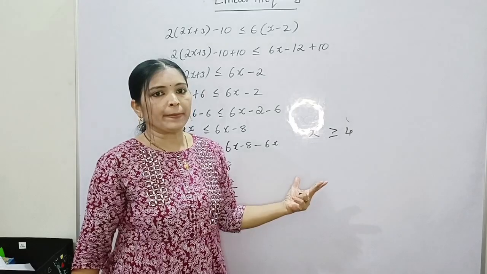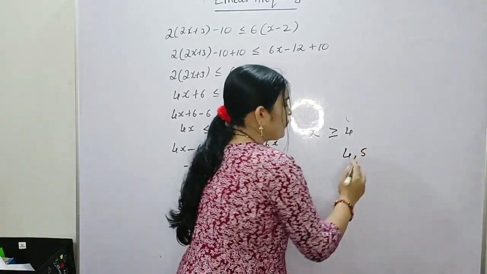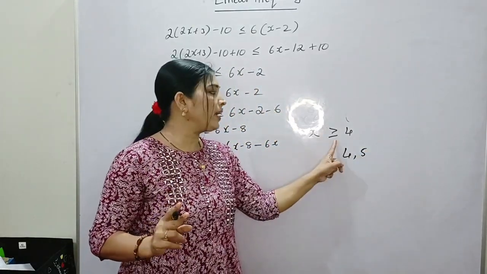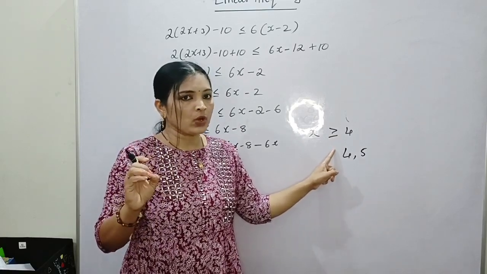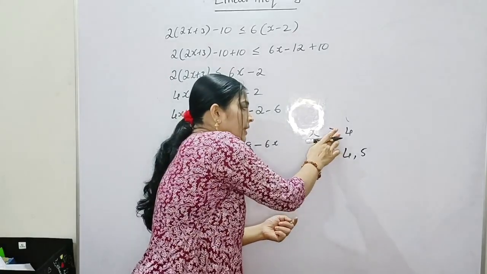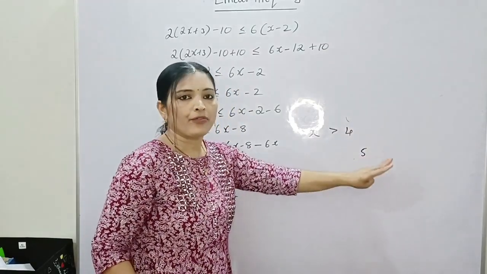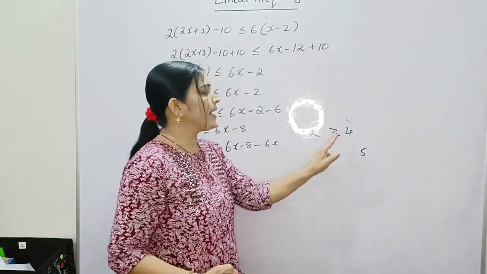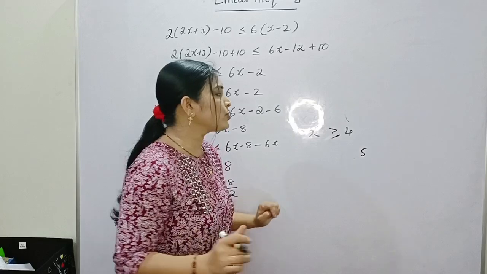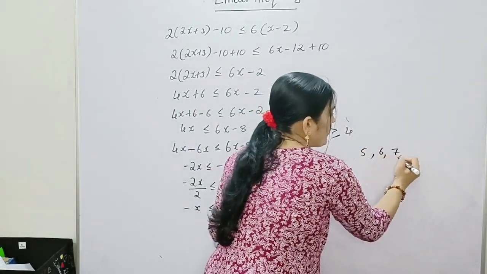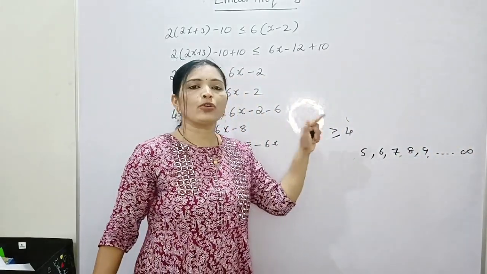So if x is a natural number, we can write x values are 4, 5, and 4 is included. Why? Because the inequality is greater than or equal to. So 4 is included. If it is only greater than, 4 will not be included, starting from 5. Now here we have got x greater than or equal to 4, therefore 4 is included. So x values are 4, 5, 6, 7, 8, 9, etc., up to infinity.